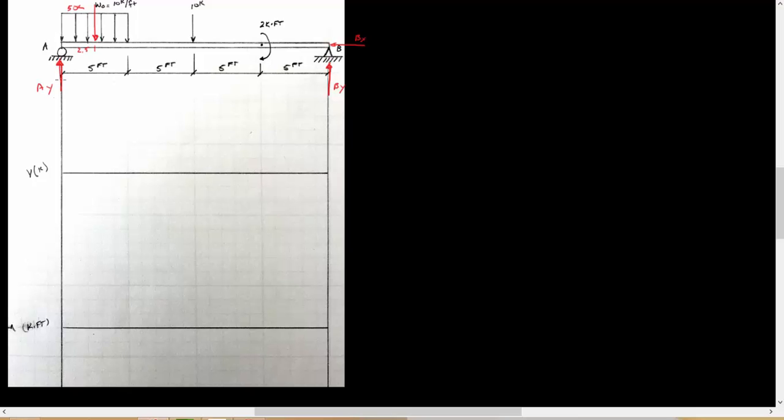So we need to find the reaction forces, and reaction forces will make or break your shear moment diagrams. In fact, they'll make or break anything you have to do with any problems. So in order to solve for my reaction forces, I'm going to sum my moments about point A here. Please stop the video, work this out, and then come back to see if your answer matches mine.